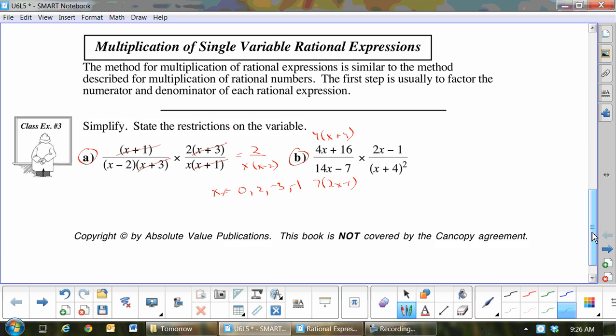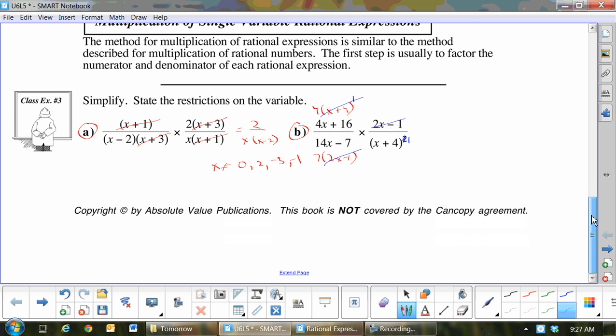Okay? And then you get to cancel. Remember, everything you get to cancel is like money in the bank, right? That's saving you work later. So I got a 2x minus 1 on the top and the bottom. I have 1x plus 4 at the top, 2 on the bottom, so that's gone. And you could just take the 2 and put a 1 there, because I actually canceled one of them by my x plus 4s. Okay, so what am I left with up top? Just a 4. On the bottom, I am left with a 7 and an x plus 4.